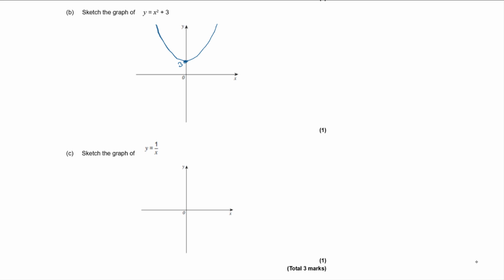Part C says sketch the graph of y equals 1 over x. 1 over x is a reciprocal curve, so it looks like that. Important point: you should not touch the axes. They're asymptotes, so the curve should approach but never touch. It should be vaguely symmetrical. Mine looks a bit pulled at the bottom there, but I think I'll get away with that.